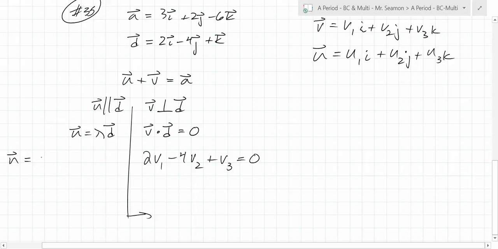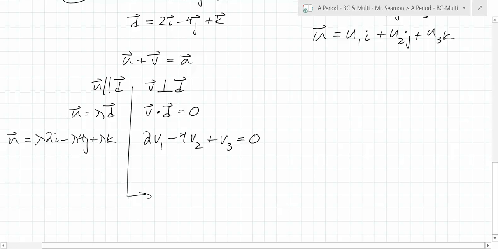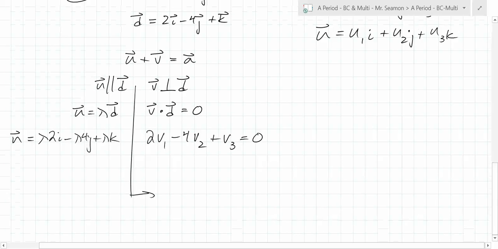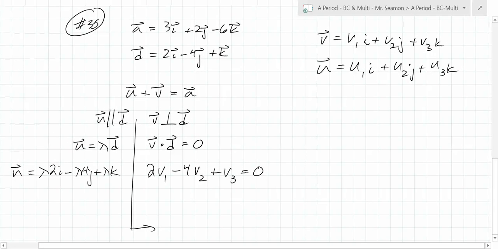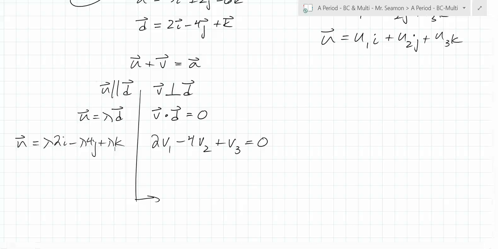U is going to be equal to lambda, and what's D? Lambda 2i minus lambda 4j plus lambda k. Okay. And we know that they add together to get what? A. And we know that they add together to get A. So we have something here.